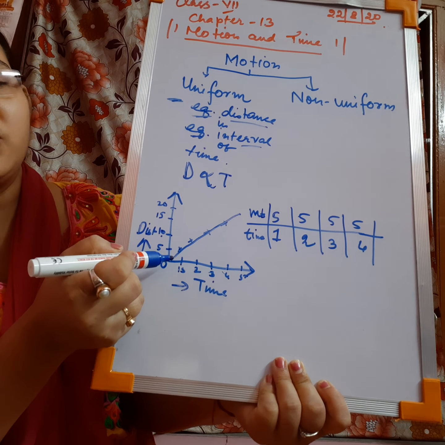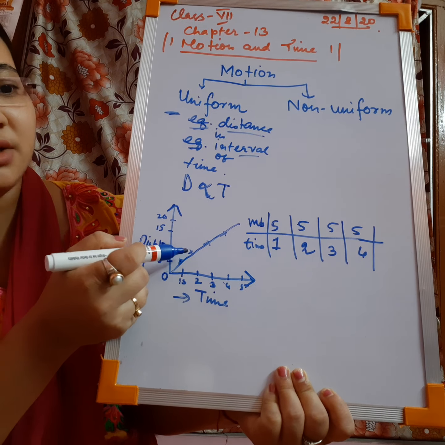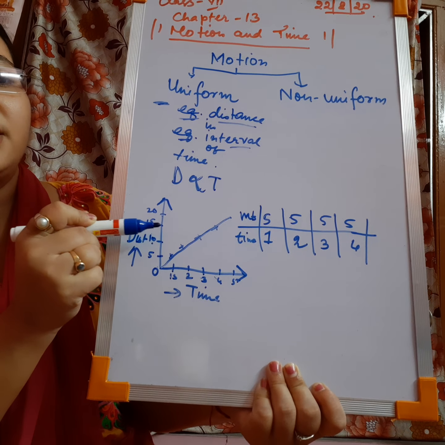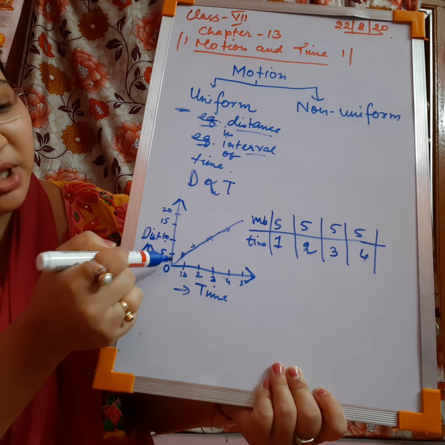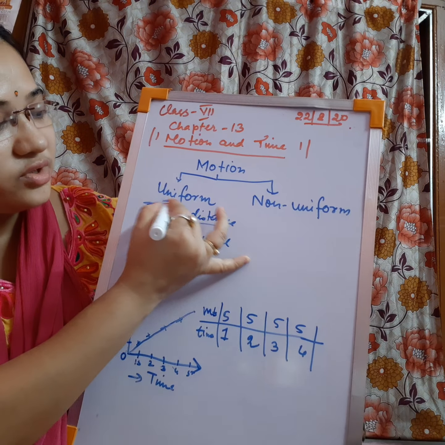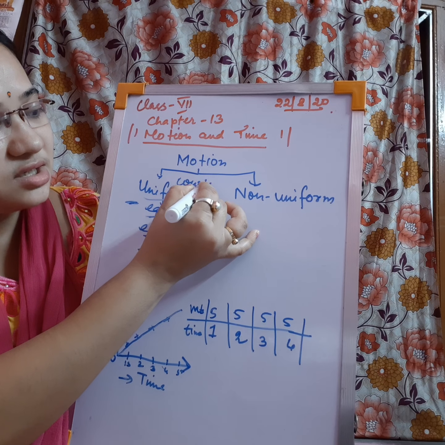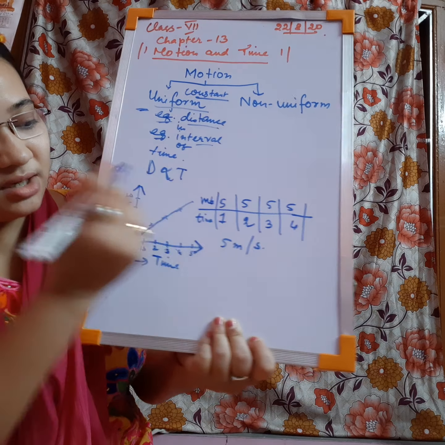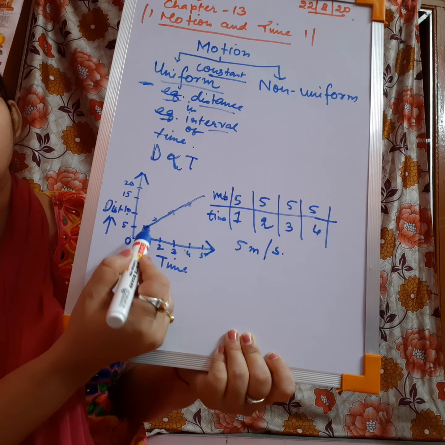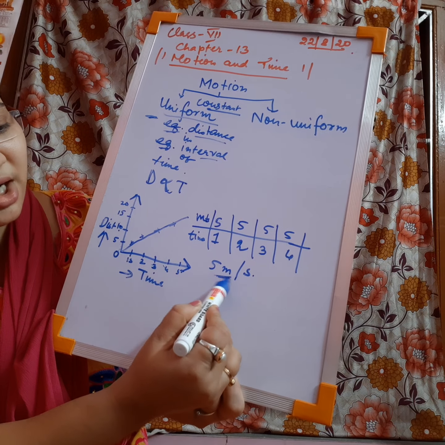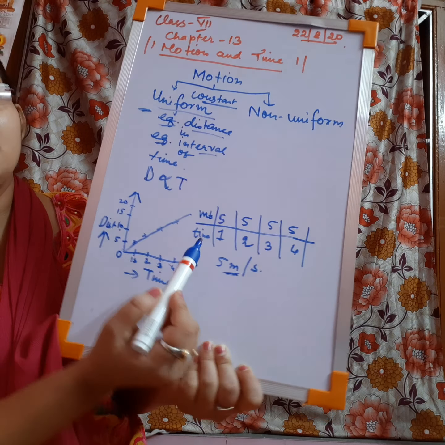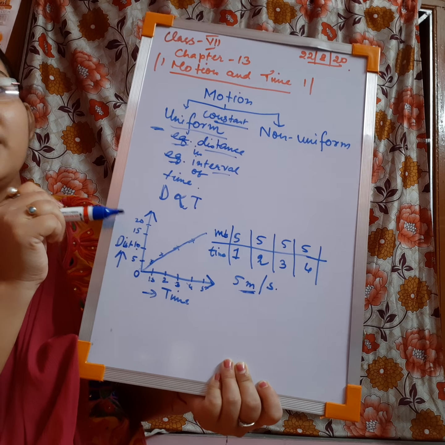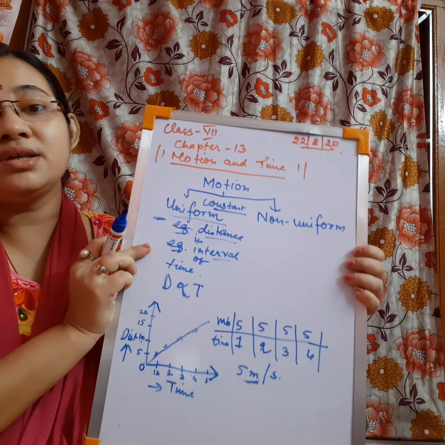So once again, a body is said to have uniform motion when it travels equal distance in equal interval of time. In case of uniform motion, the speed is constant. It is moving at a rate of 5 meters per second. So this is the speed, 5 meters every second. It is moving at a constant speed. In case of uniform motion, the distance-time graph is a straight line.